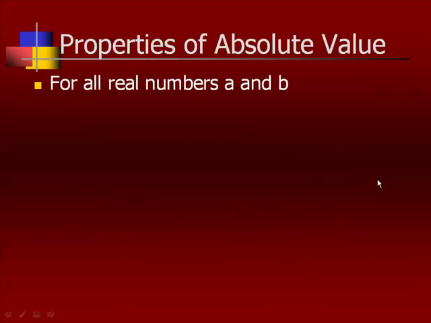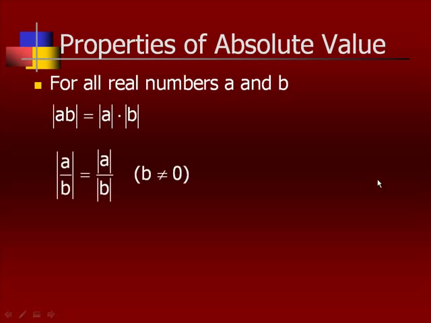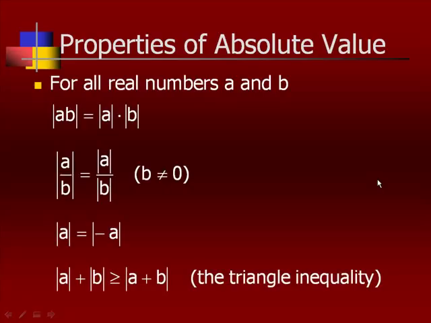A couple of properties of absolute value. For all real numbers a and b, the absolute value of a times b is the same as the absolute value of a times the absolute value of b. The absolute value of a over b is the absolute value of a over the absolute value of b, as long as b is not zero. The absolute value of a is the same as the absolute value of negative a. And the absolute value of a plus the absolute value of b will always be greater than or equal to the absolute value of a plus b.